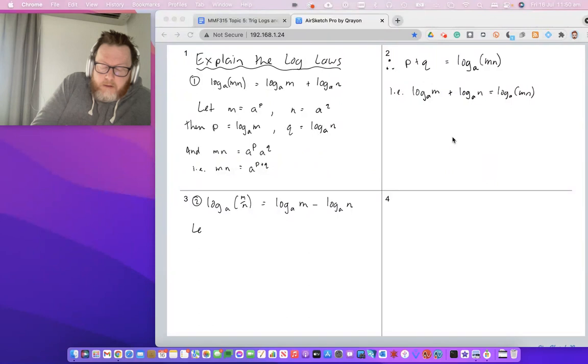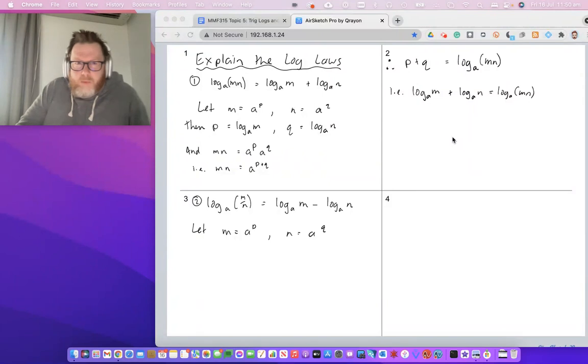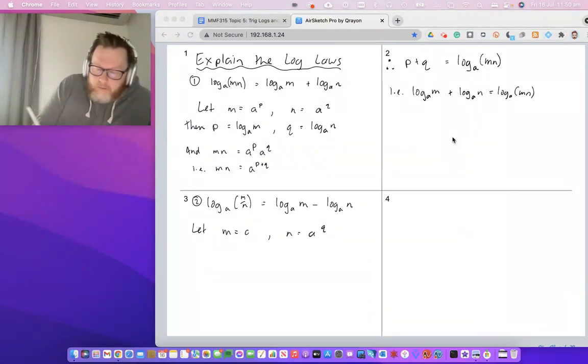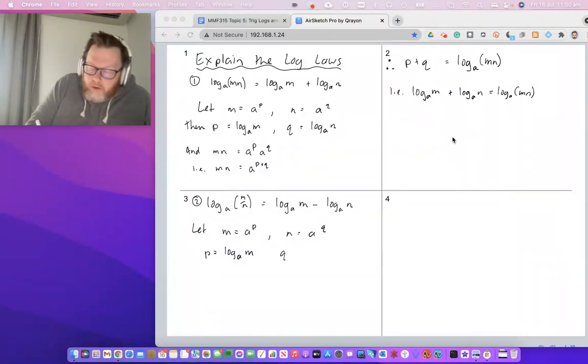So we start off with, let m equal a to the power of p, and n equal a to the power of q, for some p and q we haven't worked out. We won't need to in the end. Okay, and then we say that p is equal to log base a m. That's a basic definition of a log. And q is equal to log base a n.